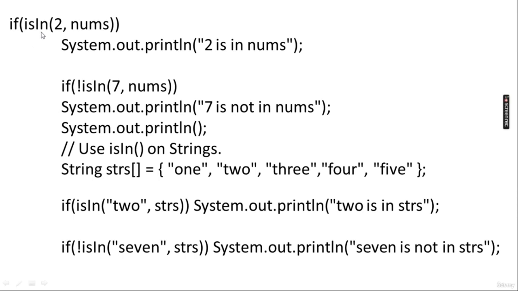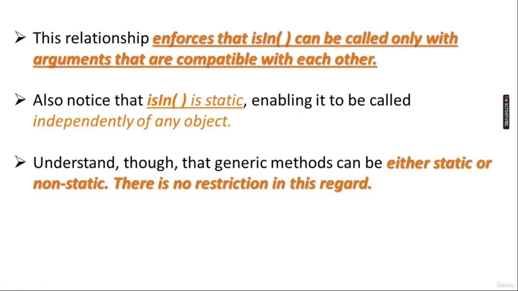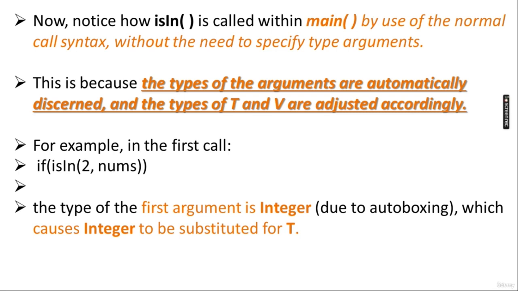Okay, isIn(2, numbers), isIn(2, strings), without the need of Object, and also without the need to specify the type argument. This is because the types of the arguments are automatically discerned and the types of T and V are adjusted accordingly.